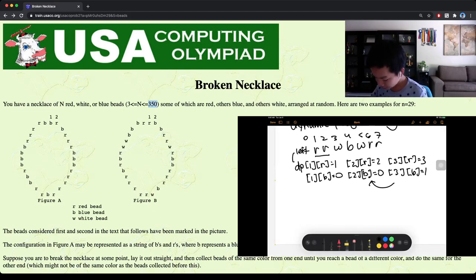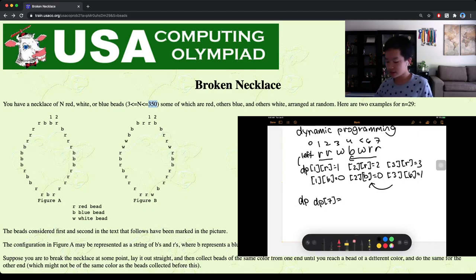And now for our DP of right, because we're calculating it from here to here, you can basically do the same thing, but you just go in reverse order. So let's just do this. So DP of 7 will be equal to. Actually, there's one more thing that I should mention.